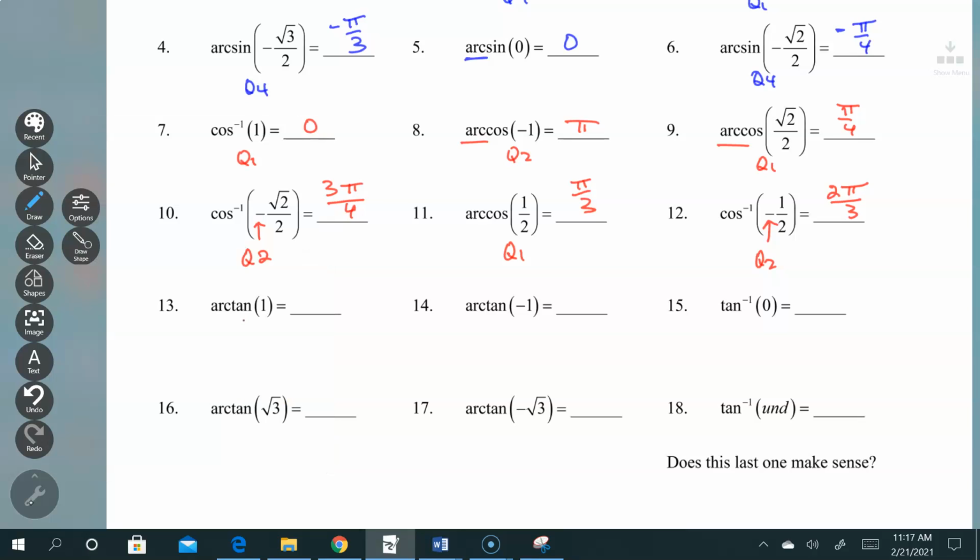For tangent, when does tangent equal 1? In quadrant 1, that's pi over 4. So when it's a negative number, I have to be in quadrant 4. Instead of positive pi over 4, it's negative pi over 4. When does tangent equal 0?